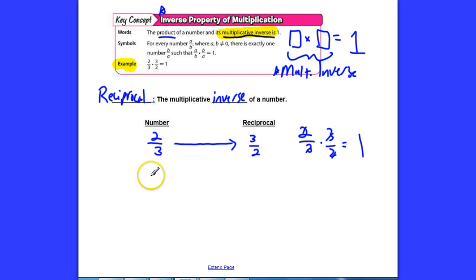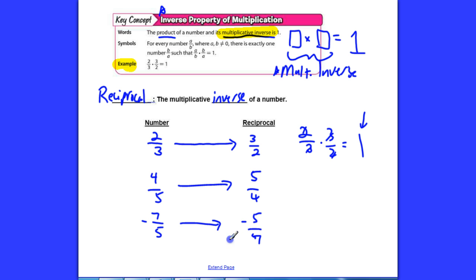Let's say I have 4/5. What's the reciprocal? 5/4. Again, if you multiply 4 times 5, you get 20. 5 times 4 is 20. 20/20 is 1. What if I had a negative number like negative 7/5? Well, think about it. You have to end up with +1, so you have to have a negative number there. But you would flip it, negative 5/7. Oops, can't write a 7 apparently. You multiply those two things, you'd get +1.